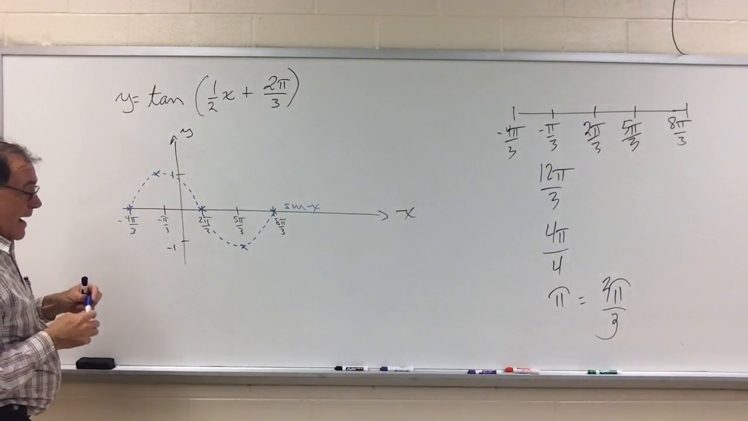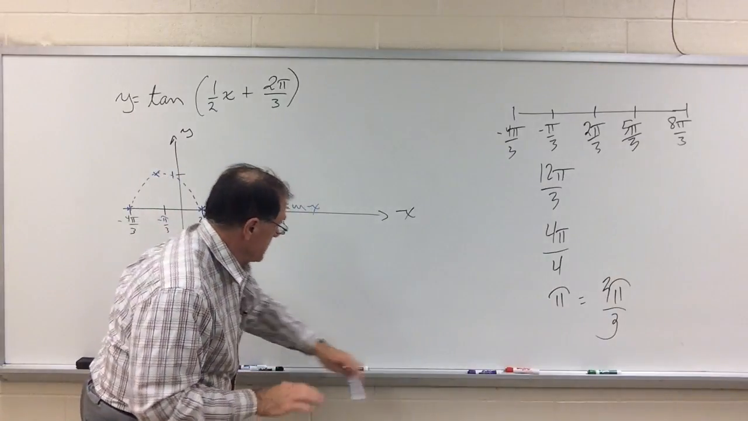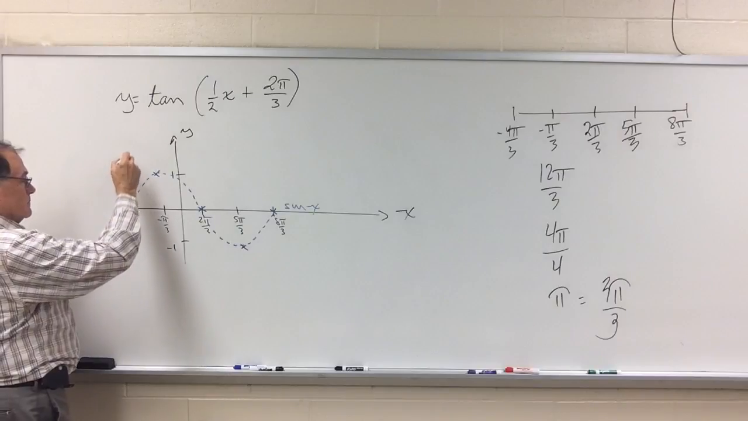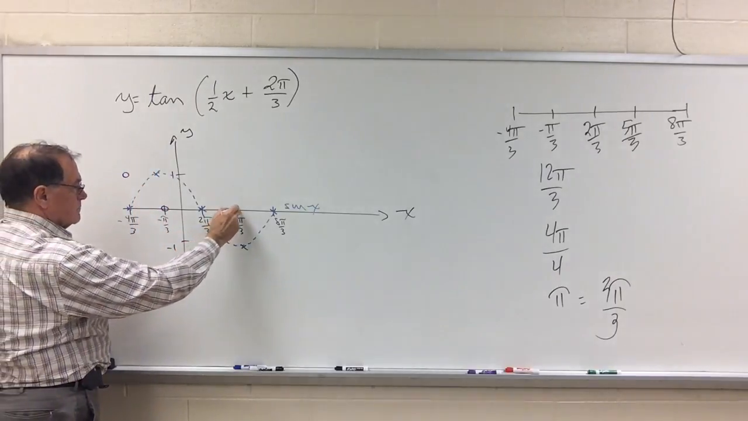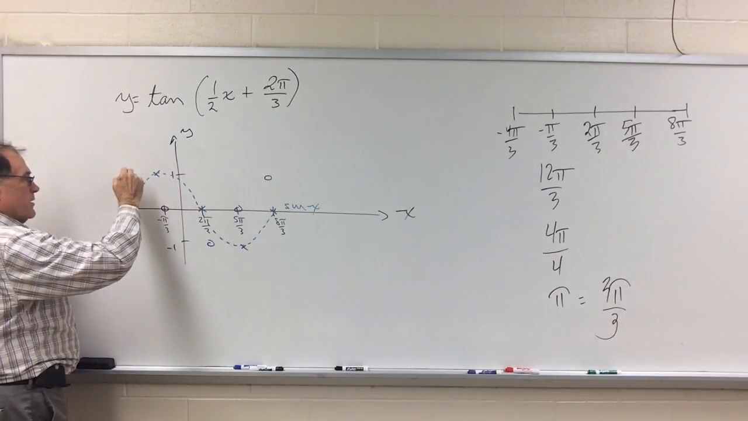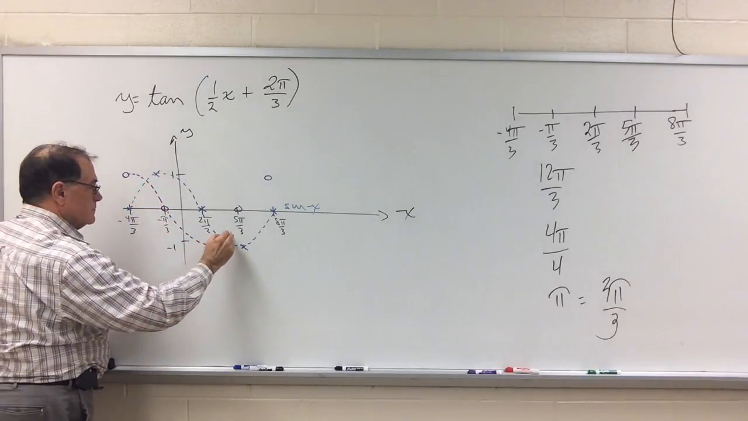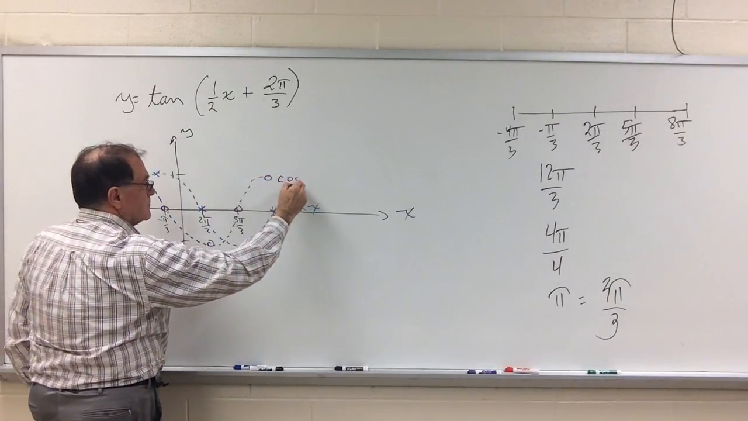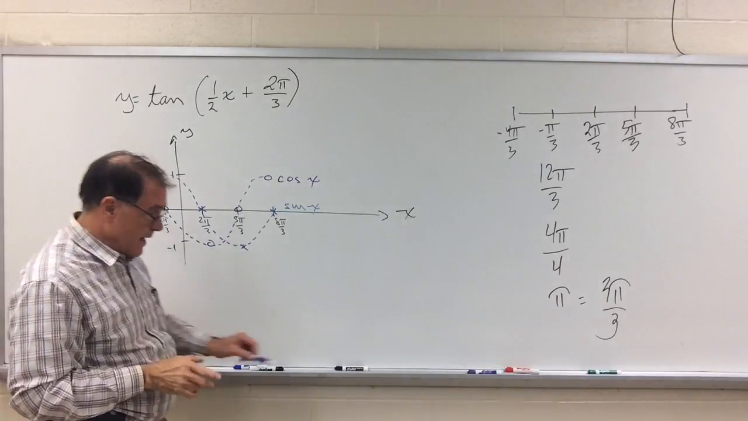And now I want to graph the cosine function. Now the cosine, remember, starts up here at 1, comes back to 0, negative 1, back to 0, back to 1. Here's my cosine curve. And now I am ready to use these two to graph the tangent.